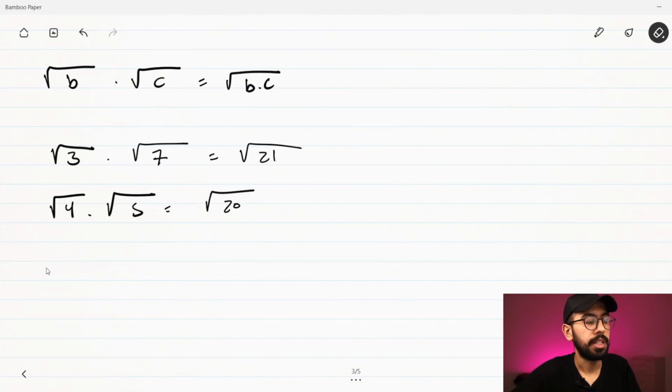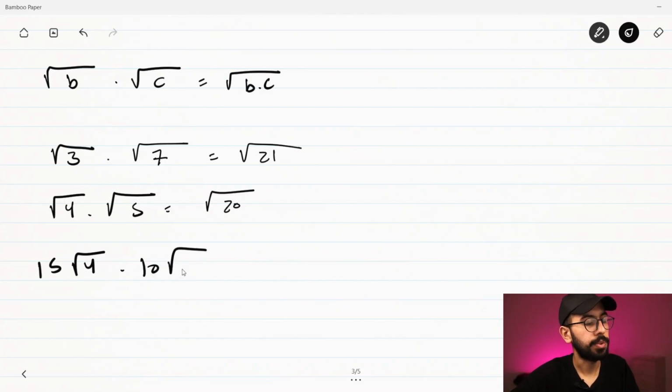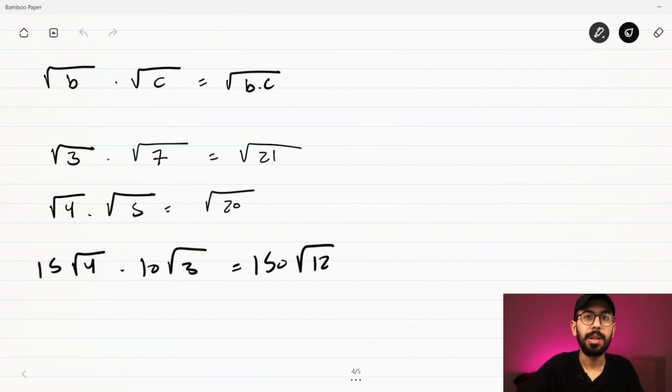So if we have, let's say, 15 times root 4 multiplied by 10 times root 3, it will be, yeah, you guessed it, 150 times the root of 12. It's very easy like that. So let's jump to law number 4.